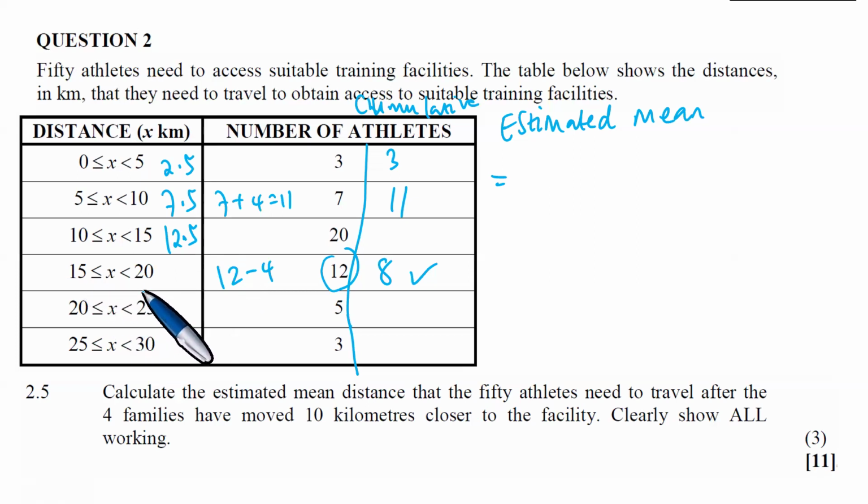35, you divide by 2. What is 35 divided by 2? 17.5. And then this one is exactly 45 divided by 2, which is 22.5. Right, so this one is going to be exactly 22.5.